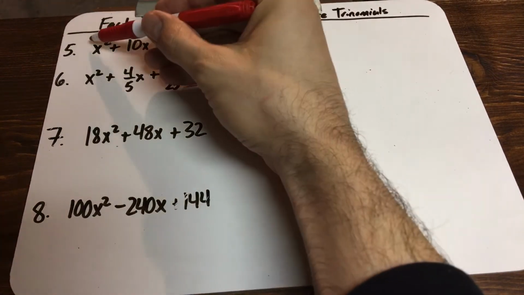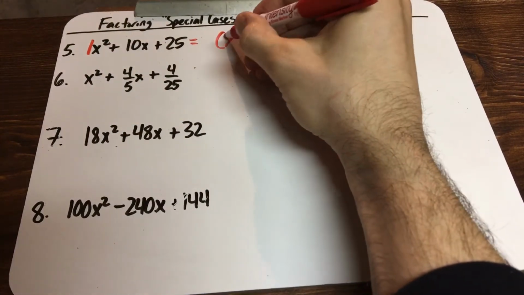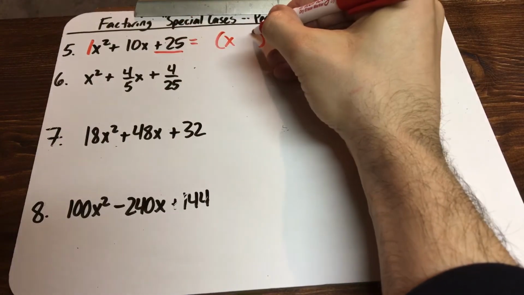But this is also a perfect square, isn't it? Because technically this is a 1. Do I know the square root of 1? Sure I do. That's 1. So it's just going to be x times x. Do I know the square root of 25? Yeah, that's 5 times 5.